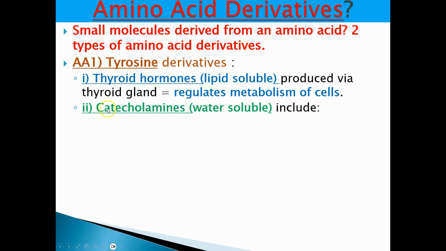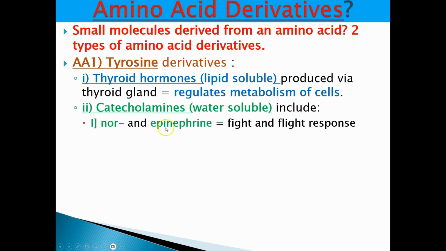All right, we also have a second class of tyrosine amino acid derivative hormones, the tyrosine derivative catecholamines. Now notice these are water soluble. The main ones to know are norepinephrine and epinephrine. That's both of them. This is the fight-or-flight response. When you get frightened, or when we activate that and your heart starts racing, that's due to the release of norepinephrine and epinephrine.